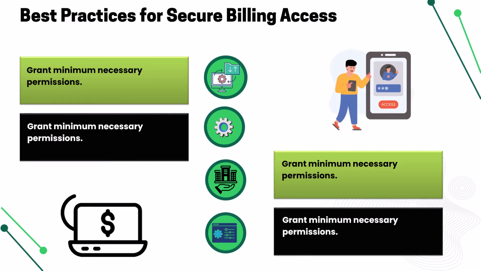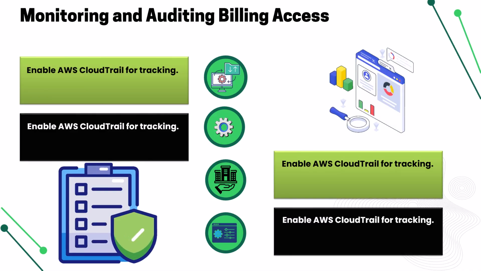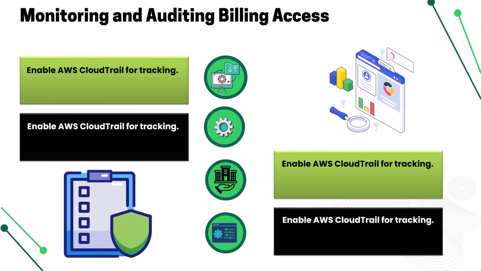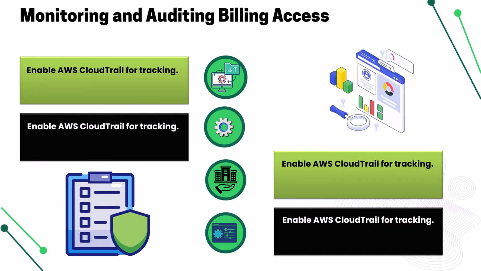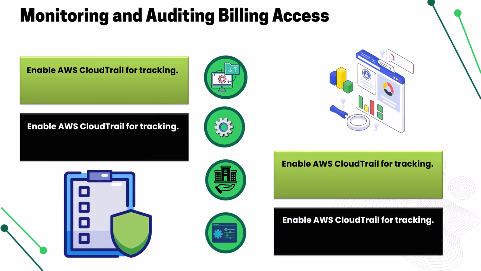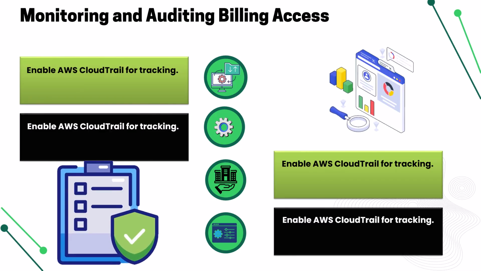Practically useless. Think of this step like checking your bank statements, except instead of mystery charges, you're looking for suspicious billing access. AWS CloudTrail can help track actions, but don't forget to review those logs. Set up alerts so you catch issues early. Audits are a must. They keep everything in check.